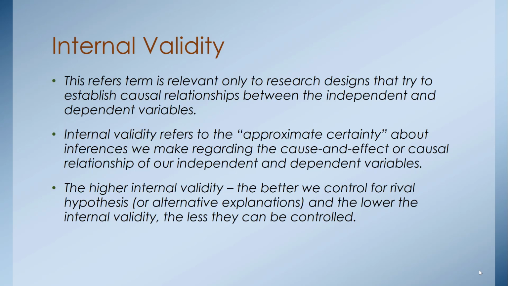So internal validity refers to the approximate certainty about any inferences that we make regarding the cause and effect or that causal relationship of our independent and dependent variable. When we employ these factors in this explanatory level, those factors that we just went over that are required, it helps to promote higher levels of internal validity. So we have better control over alternative explanations, and with greater credibility can actually say the independent variable impacted the dependent variable. And ultimately, this is what we're going for in research.